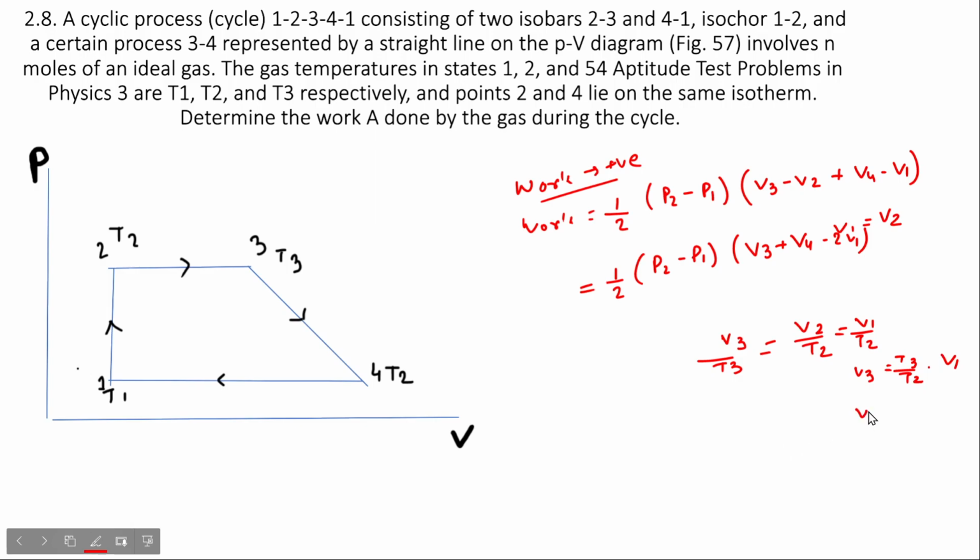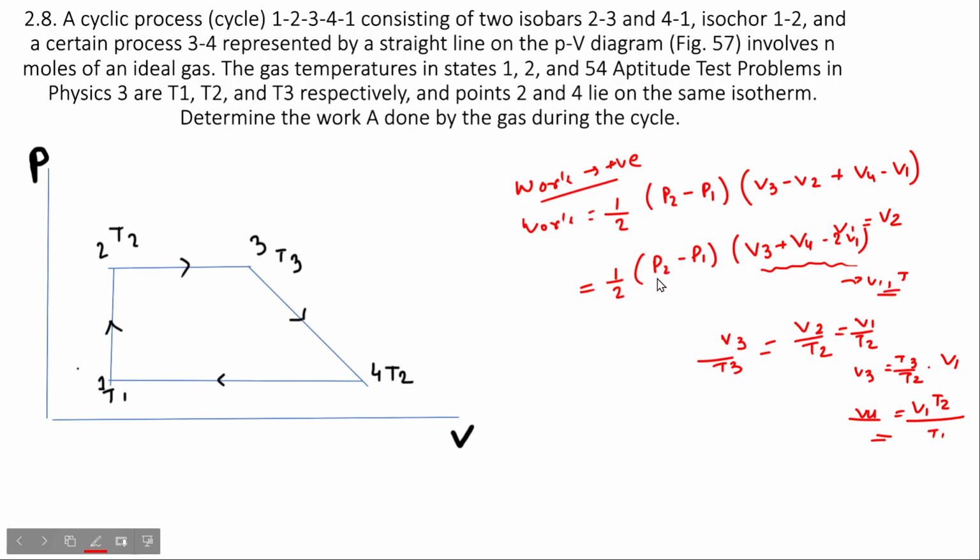Also, we can write for V4. This is also a constant pressure process. So V4 is equal to V1 into T2 divided by T1. T2 equals T4, all right. It's given that points 2 and 4 lie on the same isotherm. Okay, so using these, we can reduce this in terms of V1 and in terms of temperatures, which is given in the question.